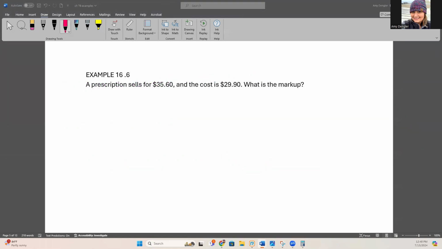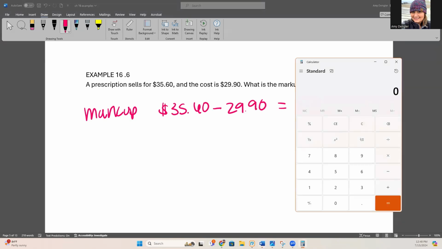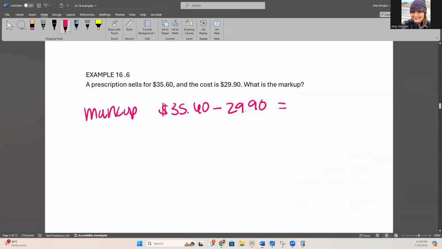A prescription sells for $35.60 and the cost is $29.90. What is the markup? So this one's super easy. You're just doing the selling price minus the cost. So $35.60 minus that $29.90, which gives us $5.70. That is the markup.